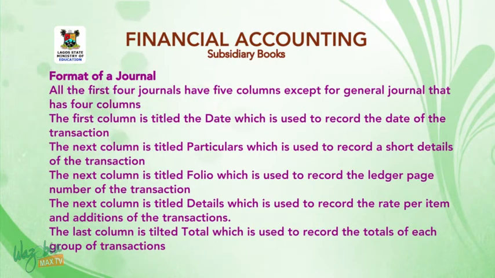The first column is titled the date, which is used to record the date of the transaction. The next column is titled particulars, which is used to record a short details of the transaction. The next column is titled folio, which is used to record the ledger page number of the transaction. The next column is titled details, which is used to record the rate per item and the additions of the transactions. The last column is titled total, which is used to record the totals of each group of transactions.